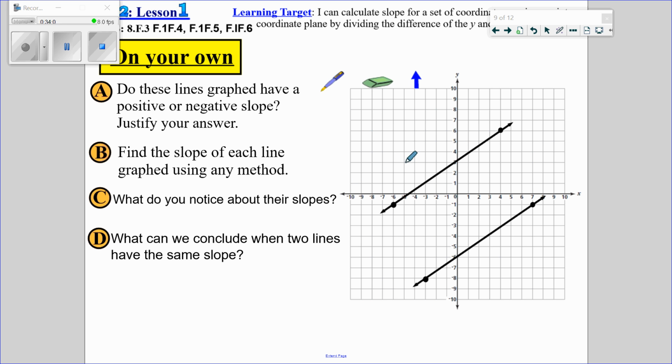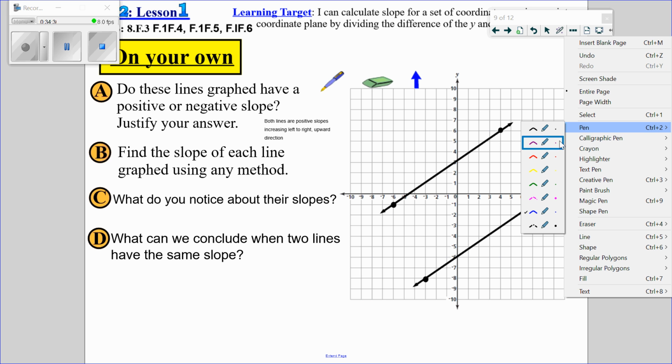If you look at the first line from left to right, it is a positive slope, increasing. Also the second one from left to right, increasing, positive slopes. So we have to write our answer, and we write positive because the lines are increasing from left to right. So we wrote both lines have positive slopes, increasing left to right, upward direction.